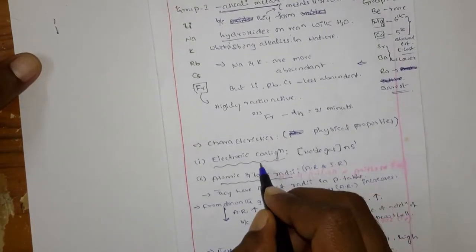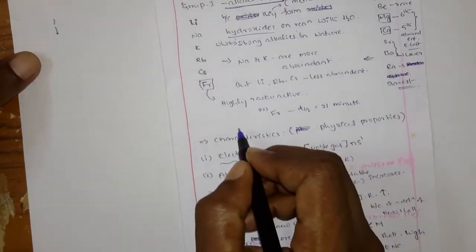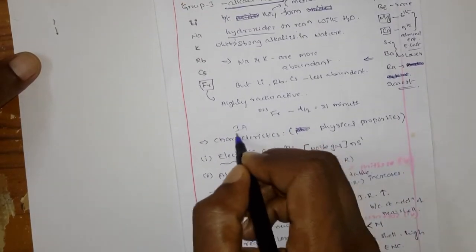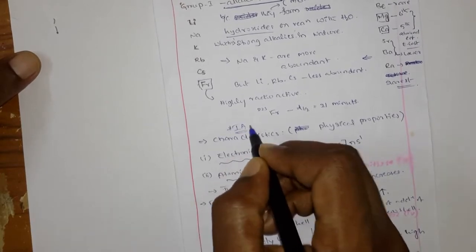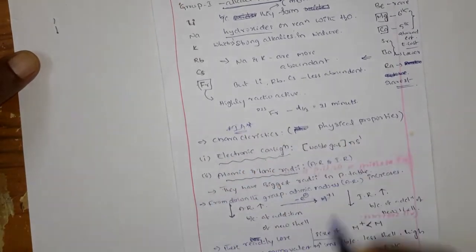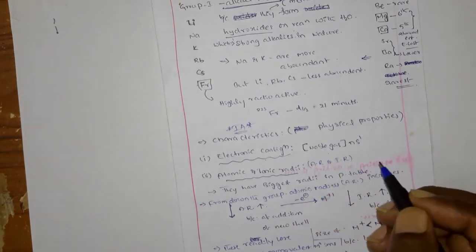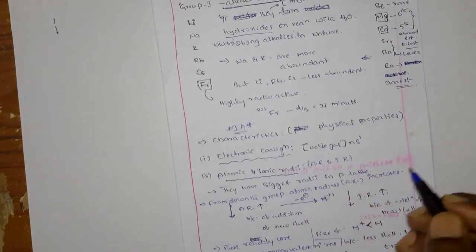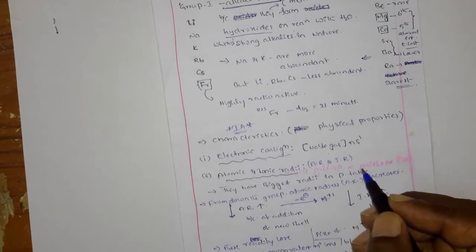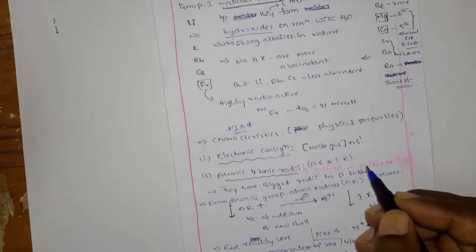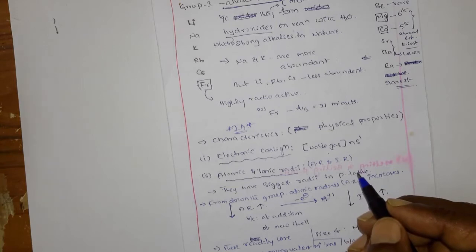In that, the first one is the electronic configuration. It's all about the first A group of elements. So what is the general electronic configuration for the first A group of elements? It is ns1, because it has only one free electron in the s block elements.